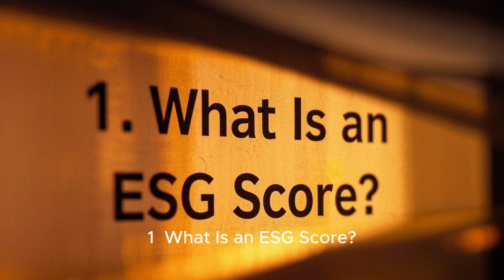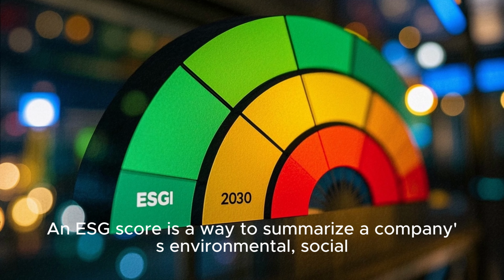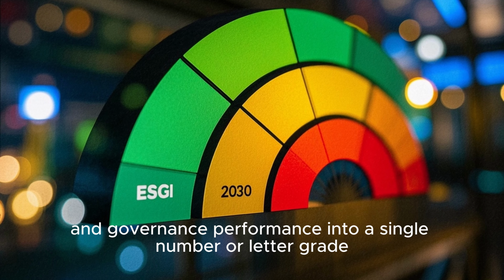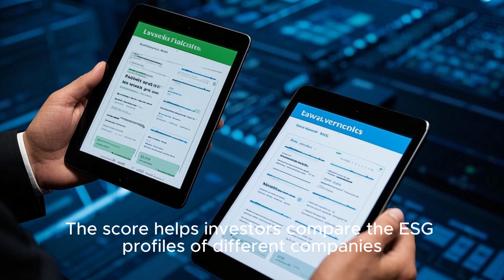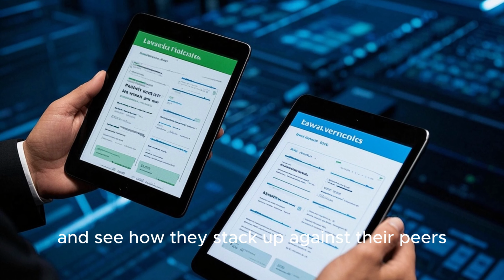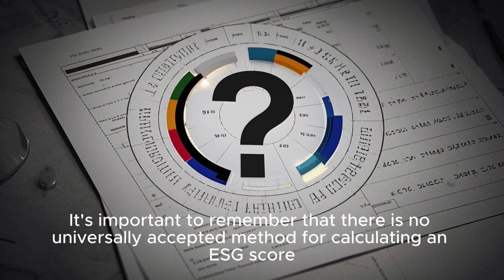1. What is an ESG score? An ESG score is a way to summarize a company's environmental, social, and governance performance into a single number or letter grade. The score helps investors compare the ESG profiles of different companies and see how they stack up against their peers. It's important to remember that there is no universally accepted method for calculating an ESG score.